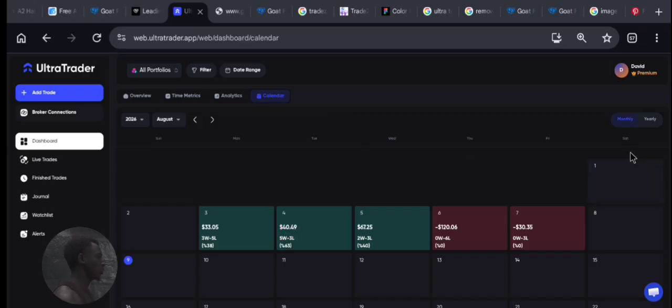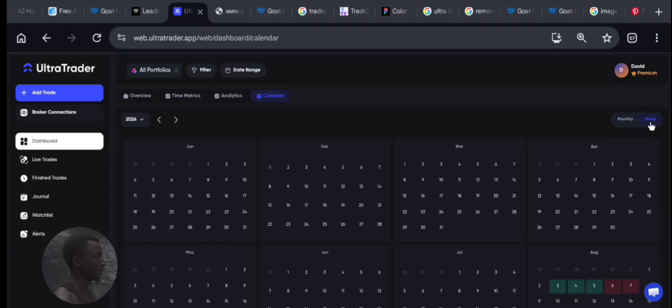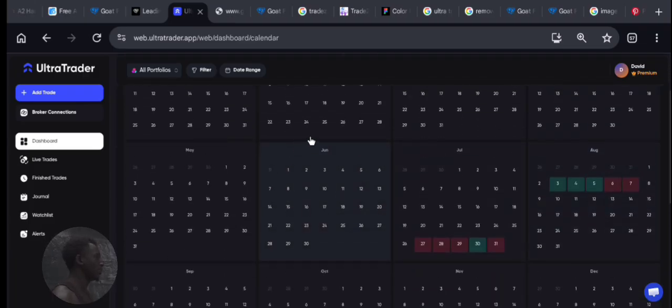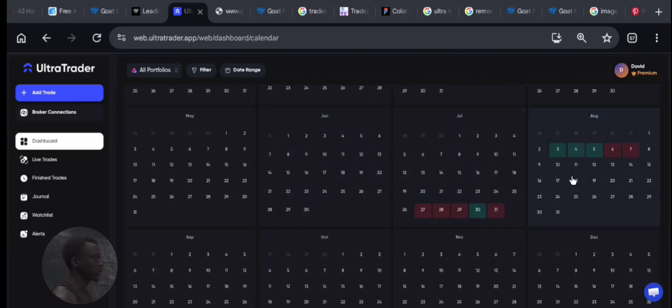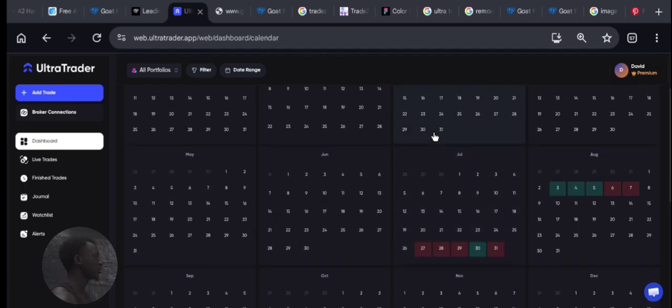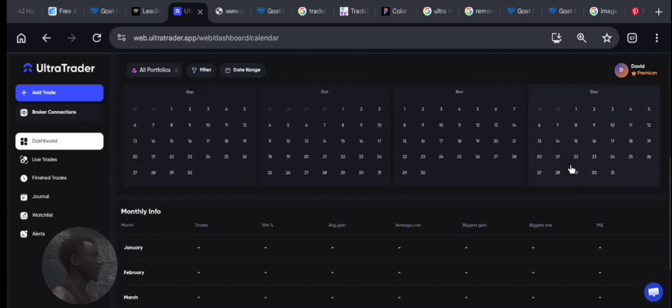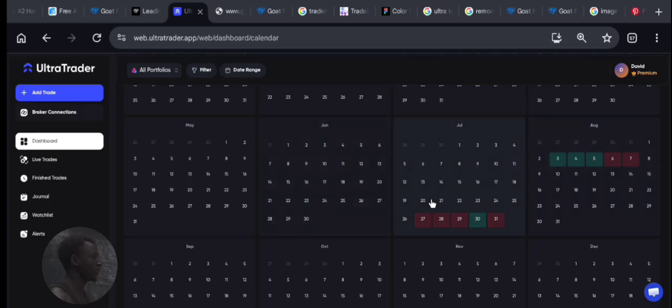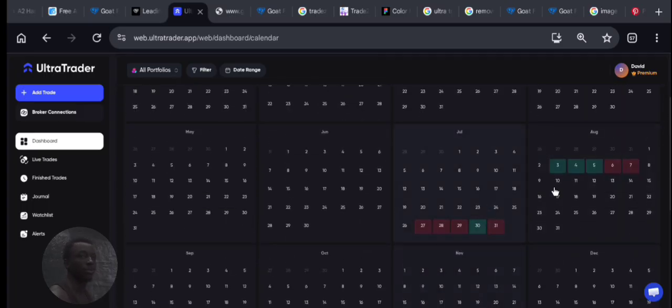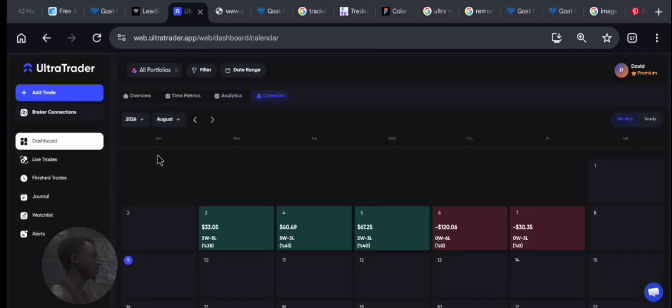Before I go to the next panel, you can see we have the monthly and the yearly calendar. You can see July, August. In August I made the most wins compared to July. So this is July, this is August. Here you can see the whole monthly calendar. So that's basically it on the calendar.